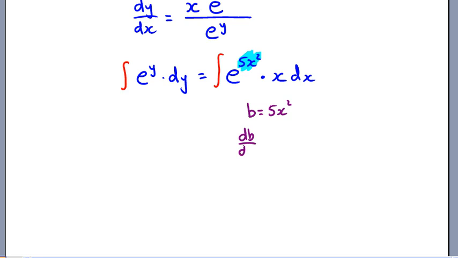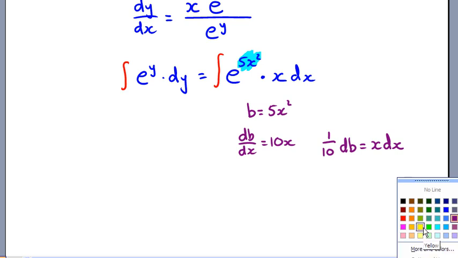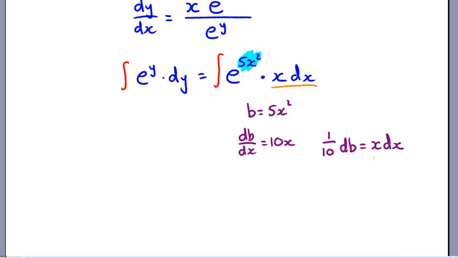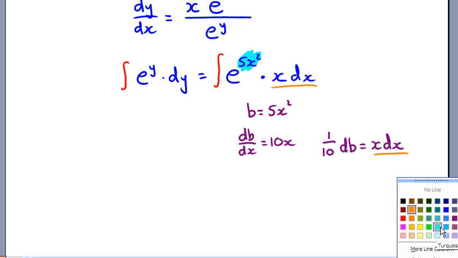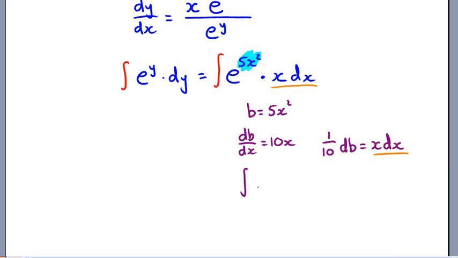For that blob, db/dx would be 10x. Okay, well, I don't really want the 10, and I want to move the dx up to the other side. So if that's true, then two moves at once here, 1/10 db would actually equal an x dx. So I multiplied both sides by dx and divided both sides by 10, and that now beautifully matches up with that, right? There it is right there. So the x dx is coming out, and a 1/10 db is going in its place. So here's a new integral that I like better. How about the integral of e to the b with a 1/10 just floating around and a db?